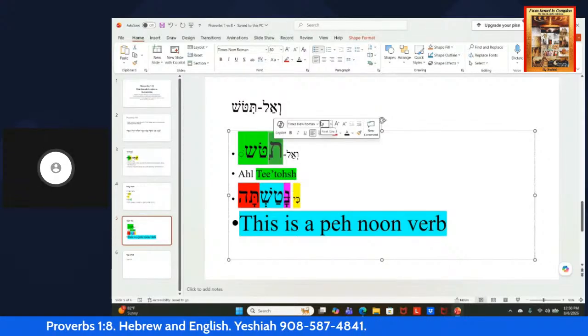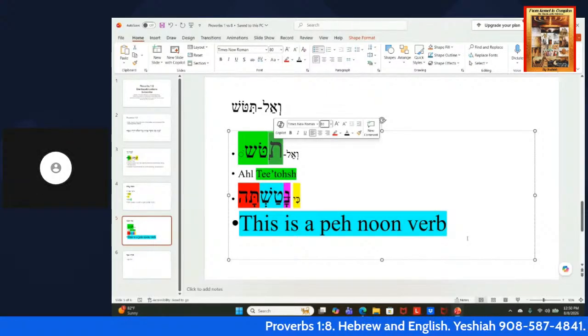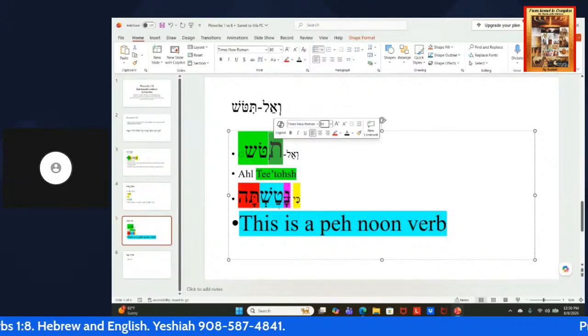We've explained, brothers and sisters, that the noon, when it is in the root, is called a pay noon verb, part of the irregularities of verbs. And when you conjugate this now in the future tense, the noon drops out.